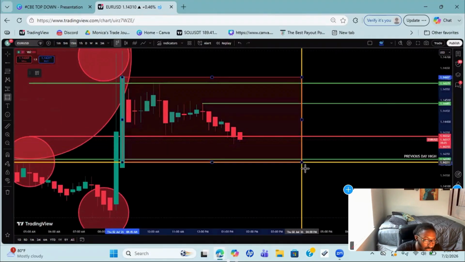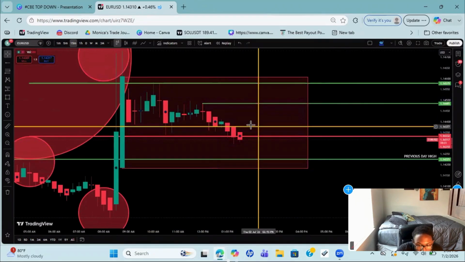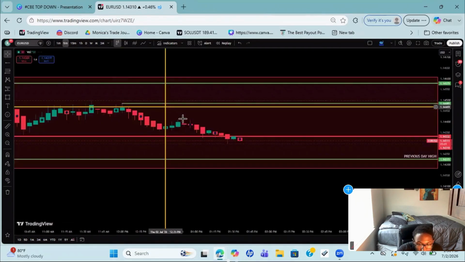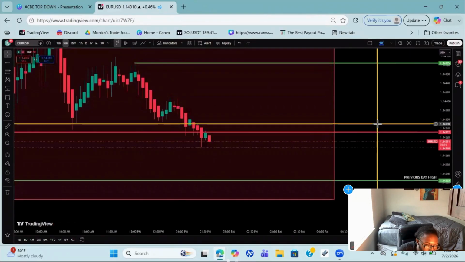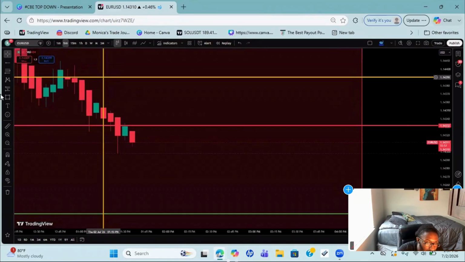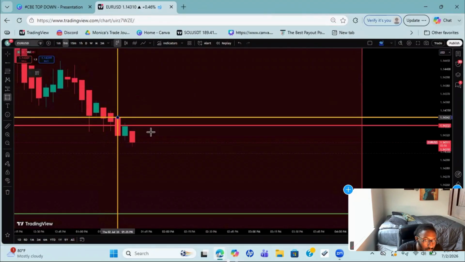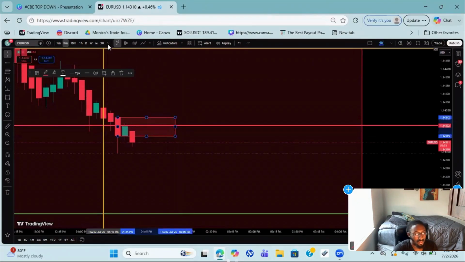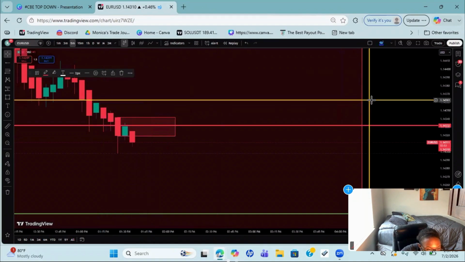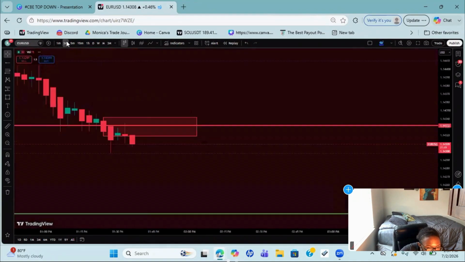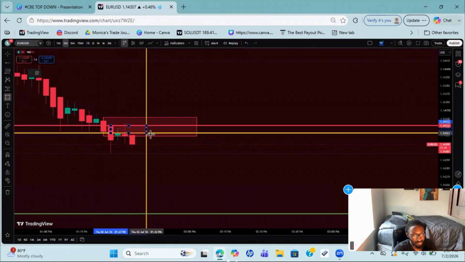We still are in a really deep range, but we don't like that. Let's see if we can find a range in a range. Boom, look at that. We have a 5 minute inside of a 15 minute, and we have a 3 minute inside of a 5 minute. Perfect. And that's it.